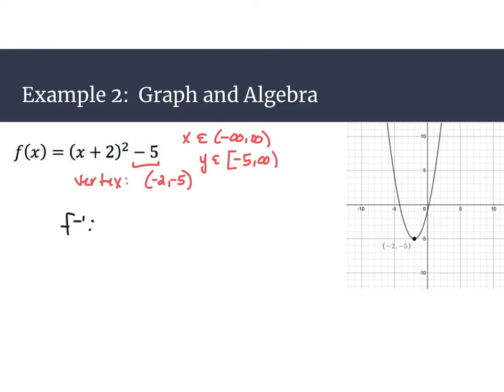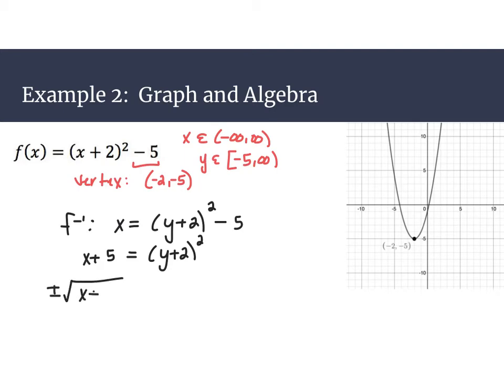So let's do our algebra. Again, we're going to start by switching the x and the y. Then we're going to rearrange this equation so that we can solve for y. Start by adding 5 to both sides. Take the square root of both sides. Remember, when you add a square root, you need to add the plus and the minus. And then move the 2 to the other side.